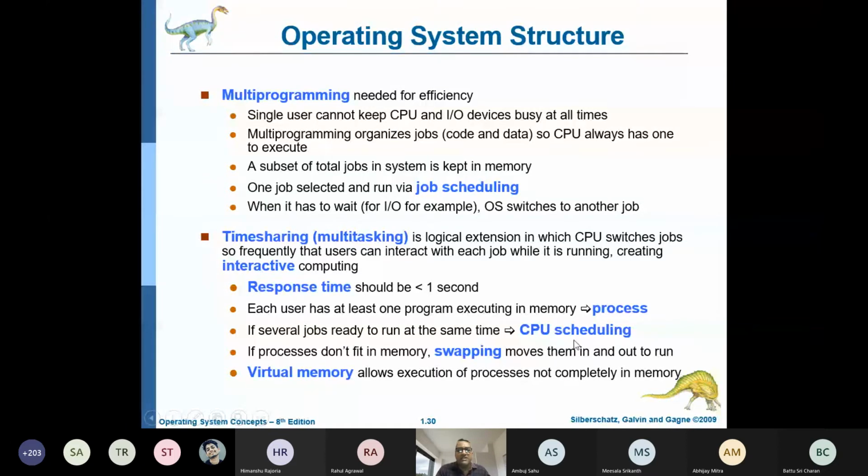And since there are several jobs, you need some kind of CPU scheduling, because there are lots of jobs and you need to perform multi-programming or time sharing, whatever it is.